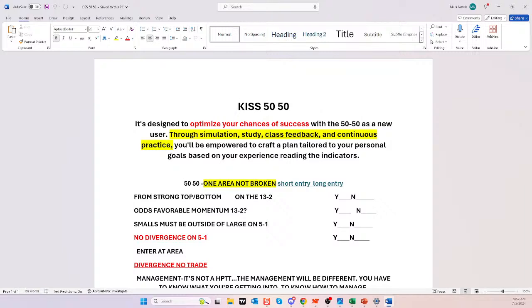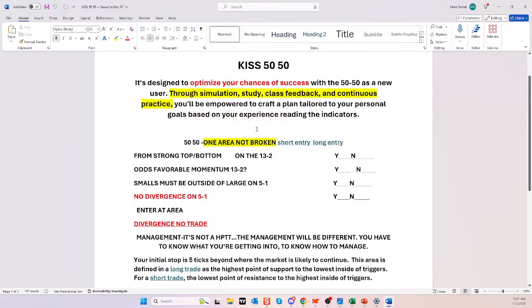This is not a clear path. This is not high probability. This is not a trade that typically wins 70 to 80% of the time. This is a trade that is betting on the potential based on momentum. So first thing to do is make sure that it's just one area not broken. The more areas you have not broken, the more decision-making places are there, the less likely it becomes to win.